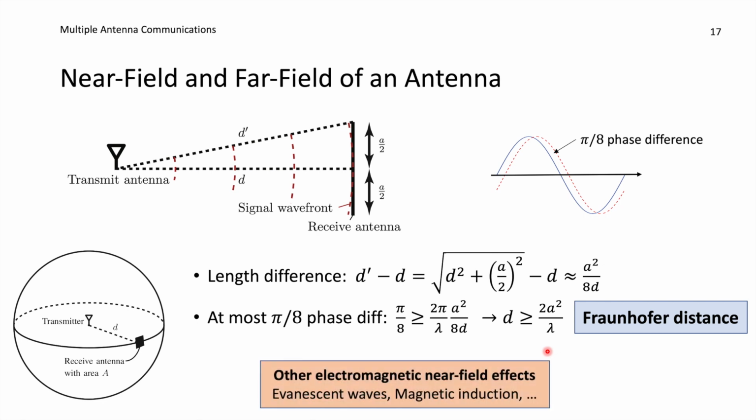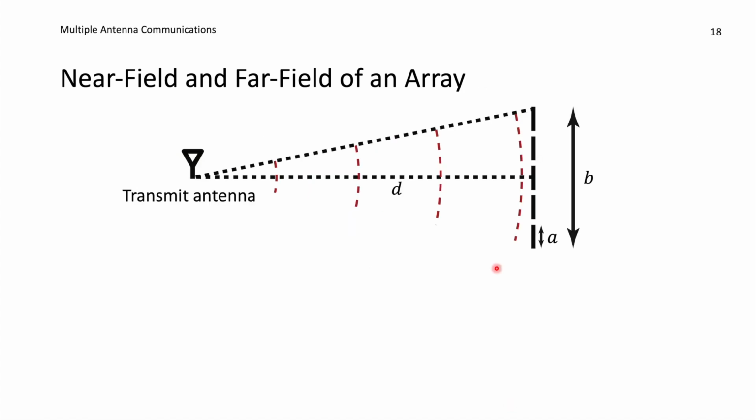So we can typically neglect the near field effects, and that is good because there are other types of electromagnetic properties appearing in a near field, like evanescent waves and magnetic induction effects, that we can totally neglect. But the Fraunhofer distance is interesting in another way. We can define the near field and the far field of an entire array depending on if the waves propagating and reaching the array will look curved or not. So the individual antennas having a length a are typically in the far field of the transmit antenna, but the entire array might not be.